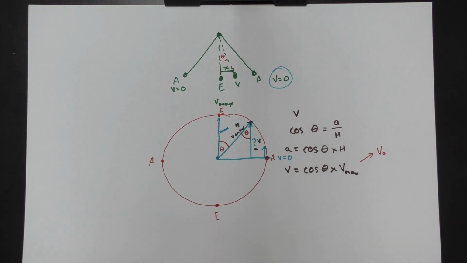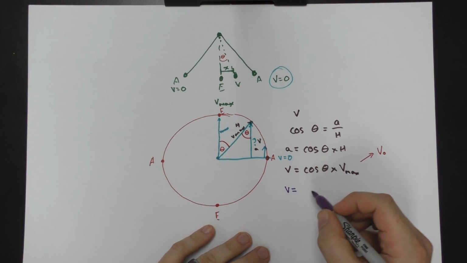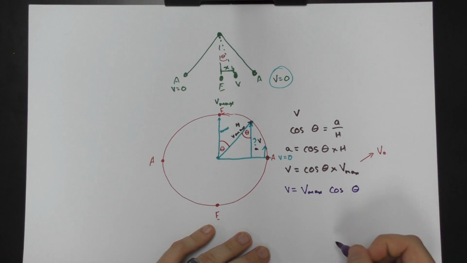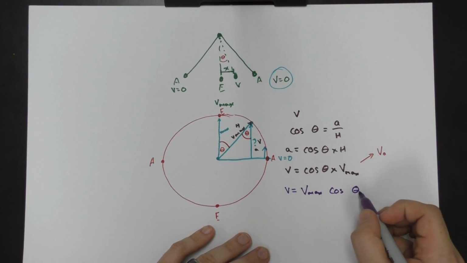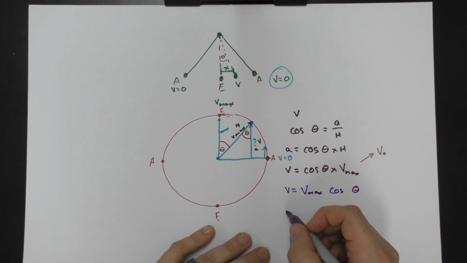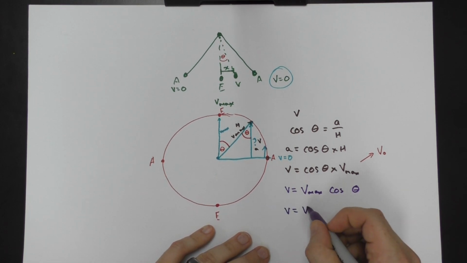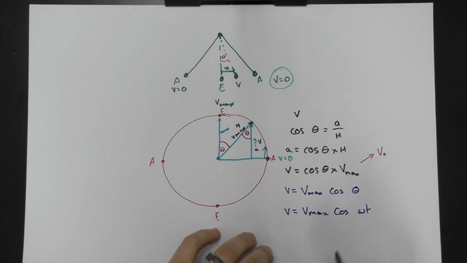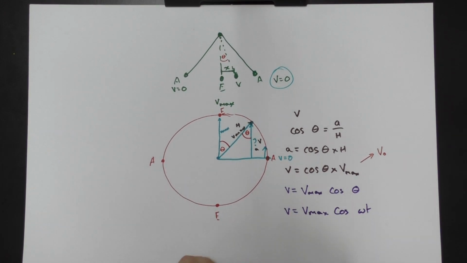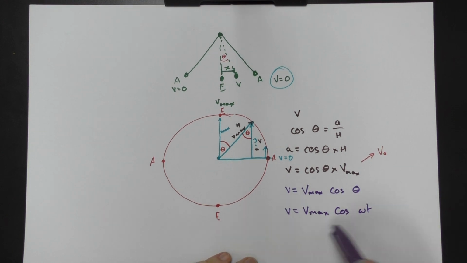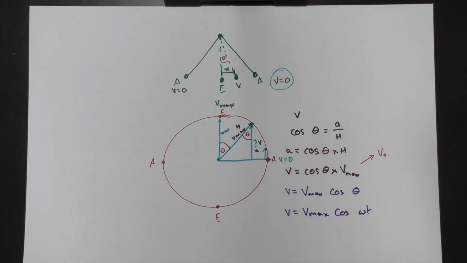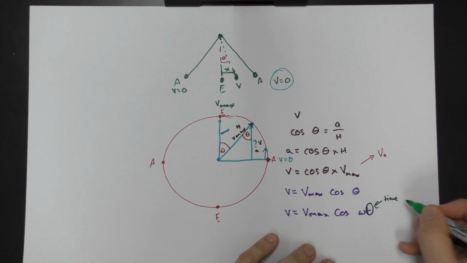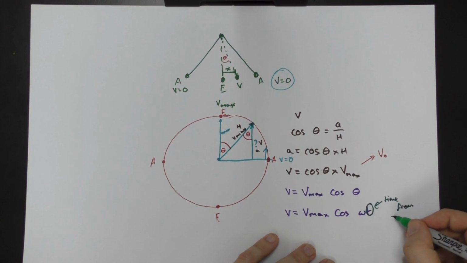So then, where do we go from here? Well, we can write V equals Vmax cos theta. Or, as we said from before, theta can be replaced by omega t. Now, really importantly, we're going to make this statement at the beginning: this is the equation when the time, this time here, is the time from the equilibrium.